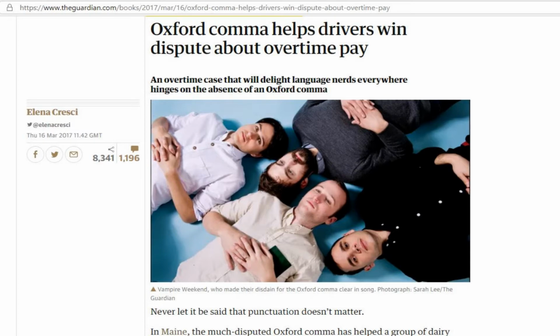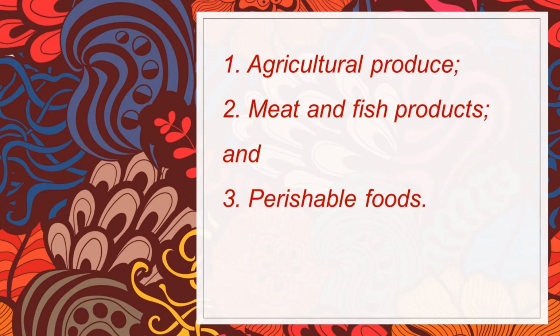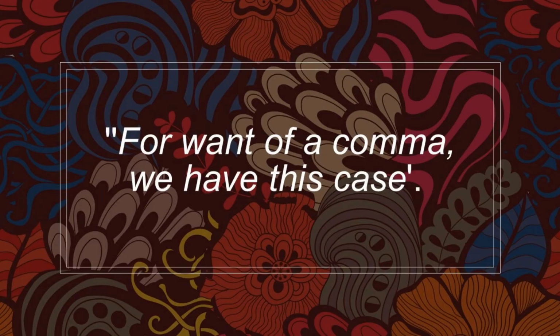The state's law stated this: the canning, comma, processing, comma, preserving, comma, freezing, drying, marketing, storing, comma, packing for shipment or distribution of agricultural produce, meat and fish products, and perishable foods. Circuit Judge Barron started the judgment with these words: for want of a comma, we have this case.